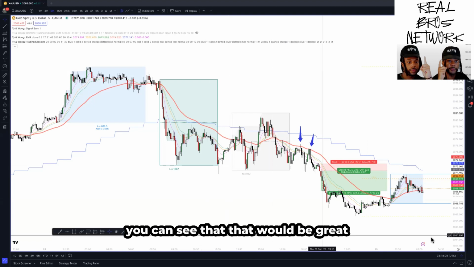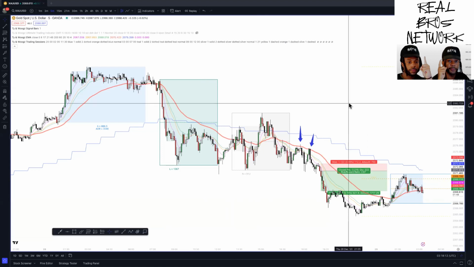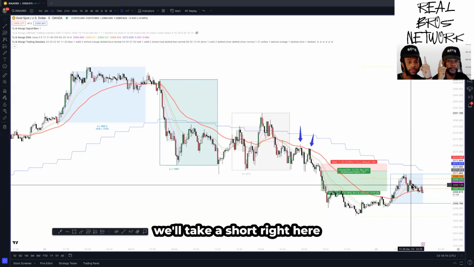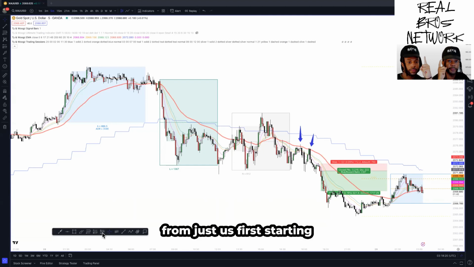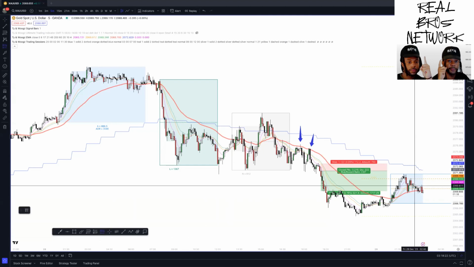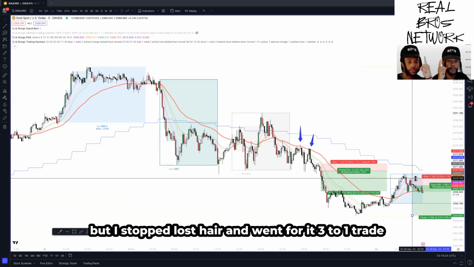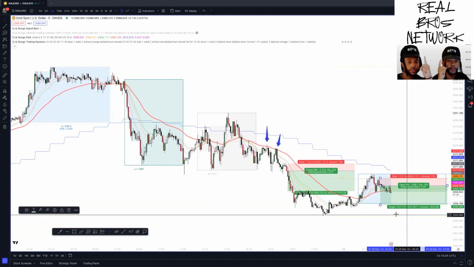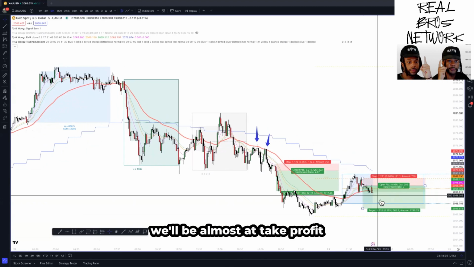You can see that would be great. You know what I mean? Even when we first started, remember when I said, all right, we would take a short right here. If we would have put that short in and let price fall from just us first starting, when we just had the signal bar indicator, we would have put our stop loss here and went for a 3-to-1 trade. We'll be almost at take profit.